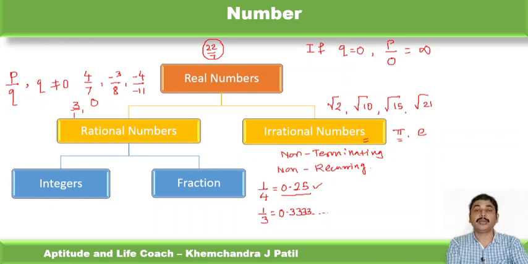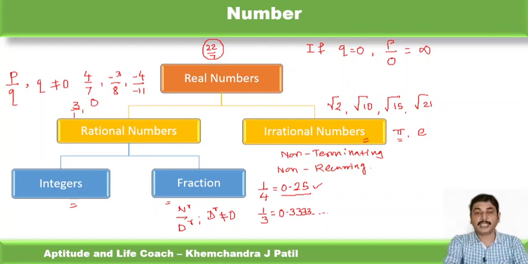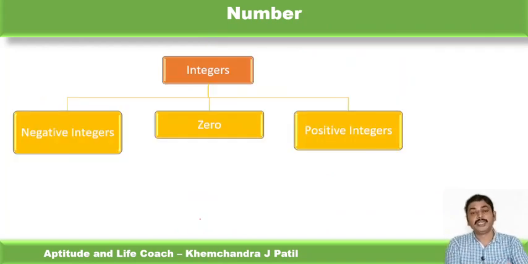If someone asks you 22 by 7 is which kind of number, it's a rational number. Pi is which kind of number? It's an irrational number. Okay, so rational numbers are further classified into two categories, that is integers and fractions. Fractions are nothing but numerator divided by denominator. Again here the denominator is not equal to 0, because if the denominator becomes 0, the value of the whole fraction becomes infinity. We will have a separate session on fractions also. So let us now understand what integers are. Integers are further divided into three parts, that is negative integers, 0 and positive integers.